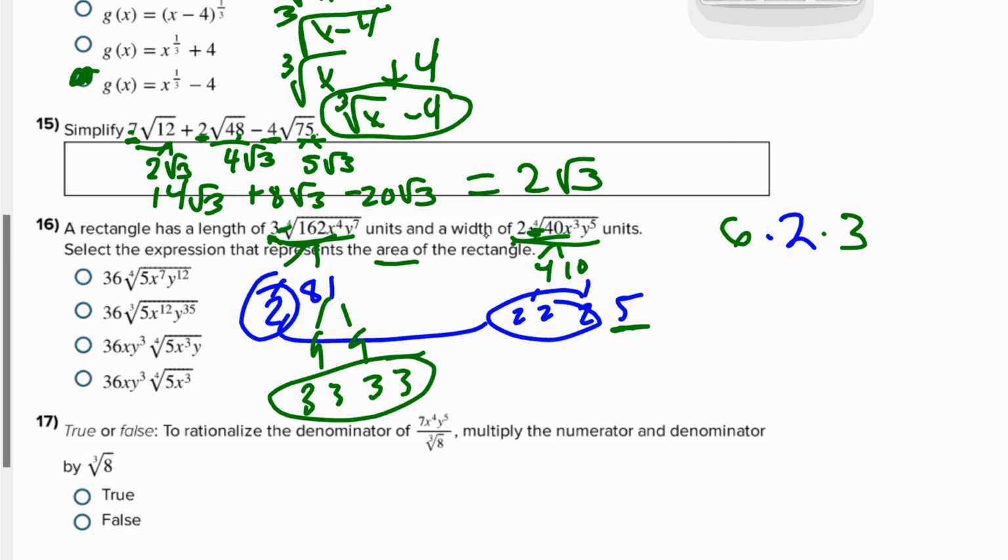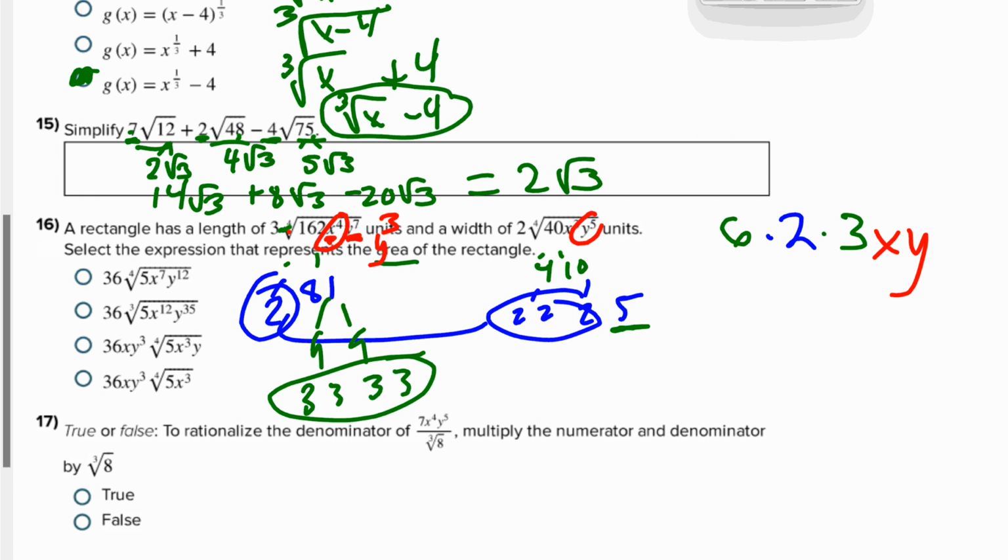So that's going to stay in the fourth root, right? And then we can just look at our variables now. We got x to the 4, so that means we got 4 x's, so we can take an x out, right? This one we got y to the 7th, so how many times does 4 go into that evenly? Well, that goes in evenly once, so we can take 1 y, but we have three y's left over.